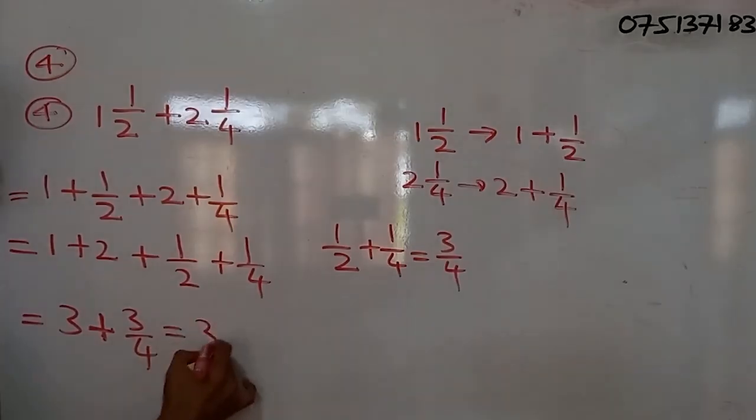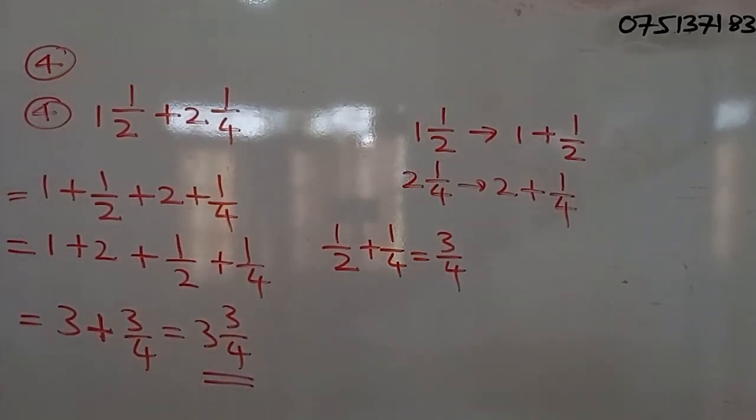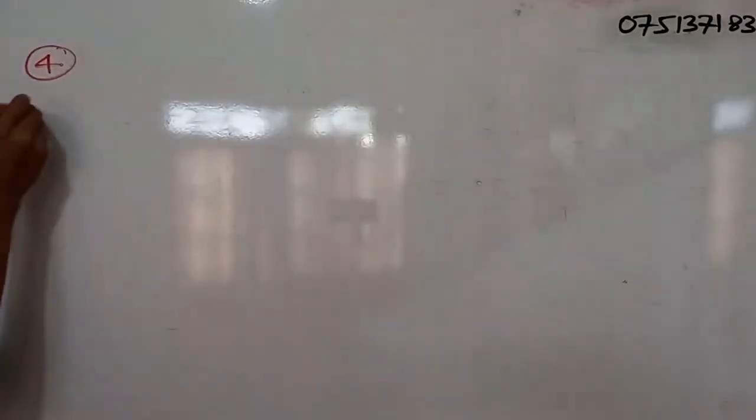Here the answer will be what? 3 and 3 by 4. The answer is 3 and 3 by 4. So part 5.